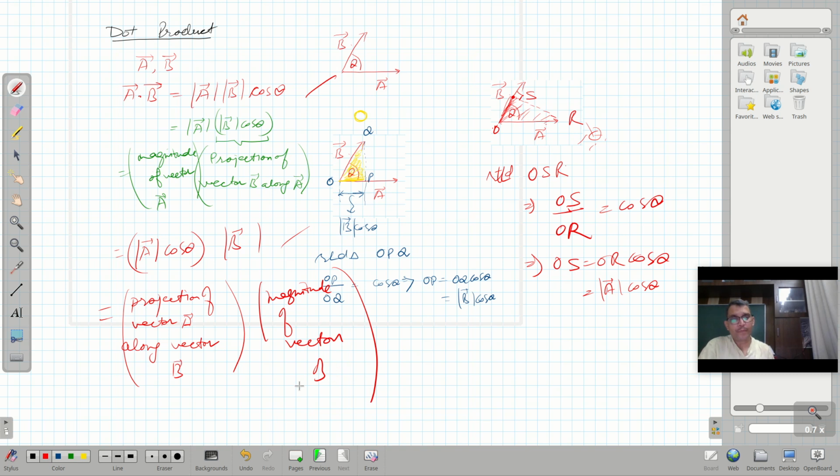So in terms of Cartesian coordinates, if we want to write down the dot product, how can that be represented? Let us have a look at that. Now, dot product in terms of Cartesian coordinates.